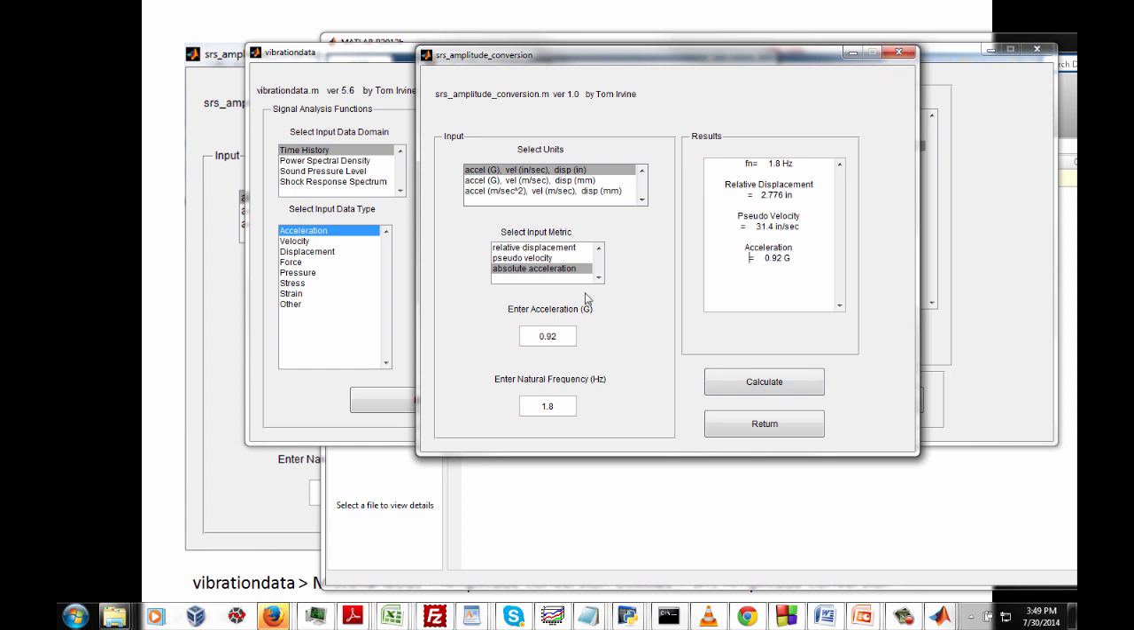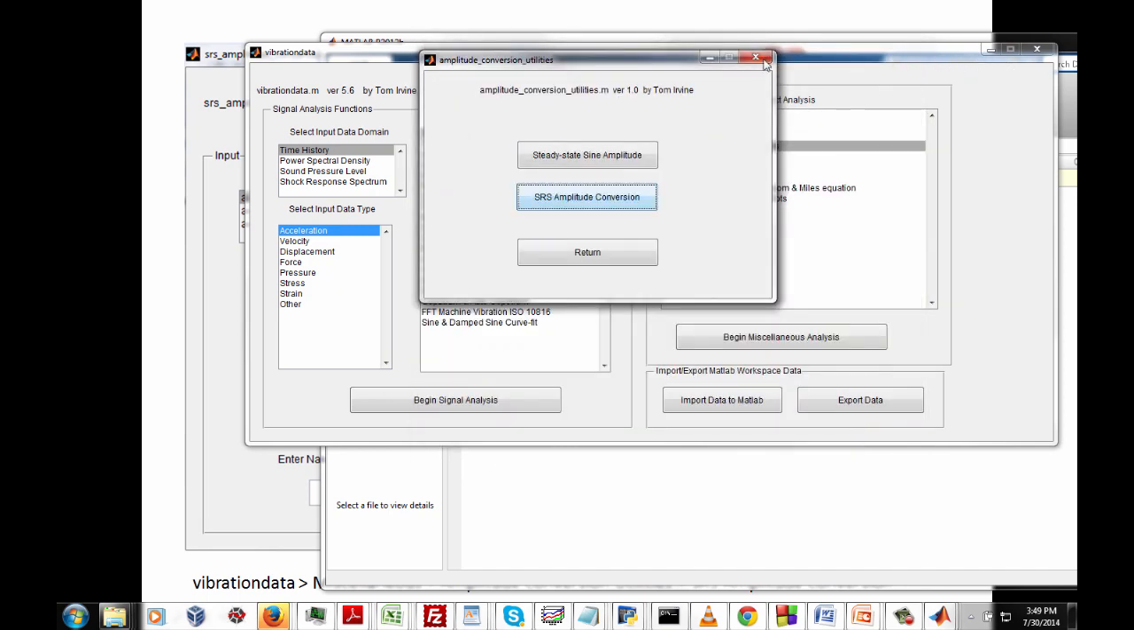Okay, and we can also just do other things. What if we wanted to input the relative displacement? It'll be at the same natural frequency, and I'll just put our rounded up value of 2.8 inches. And we get really the same set of numbers again. Again, we're at 1.8 hertz, relative displacement 2.8 inches. That was a given. Corresponding pseudo velocity almost 32 inches per second, and the acceleration 0.92 g if we just truncate to 2 decimal places.